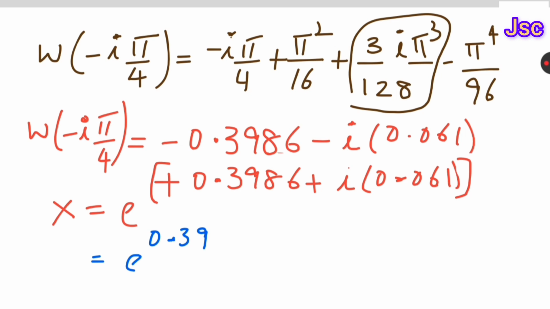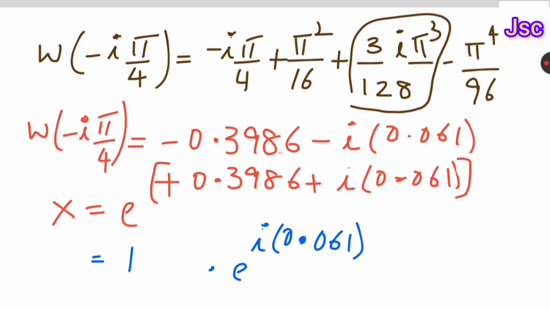0.3986. 0.3986 is nearly equal to 0.4, isn't it? e^0.4 times e^(i times 0.061). e^0.4, the value is 1.49. Just write here 1.49. Now we need to find only this term.